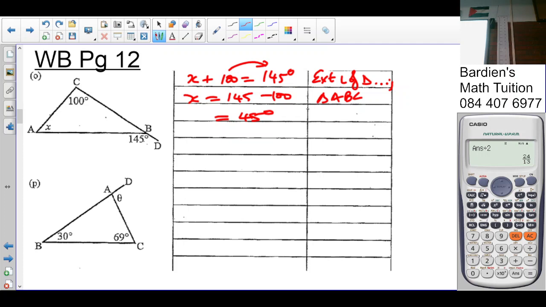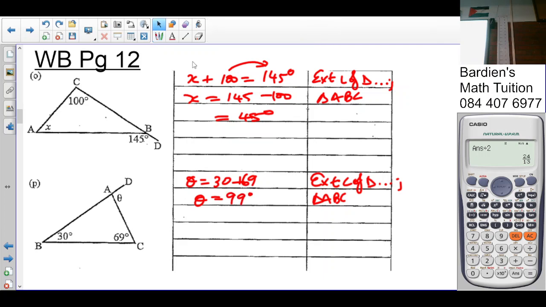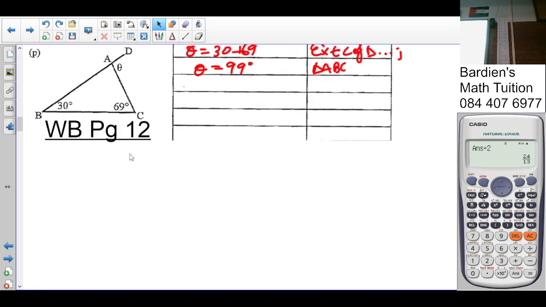The next one, theta. How are you going to calculate theta? Theta is equal to 30 plus 69. Why? The exterior angle of a triangle is equal to the sum of the two interior opposite angles. It is triangle AB. So what's 30 plus 69? Okay, you guys got it? Don't lose it, okay.